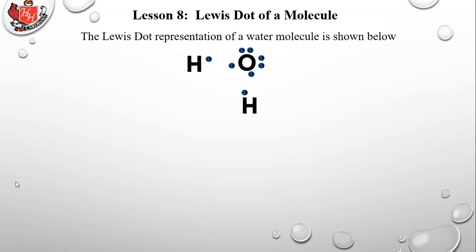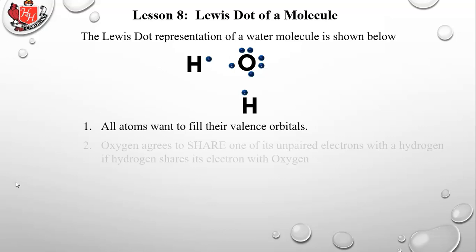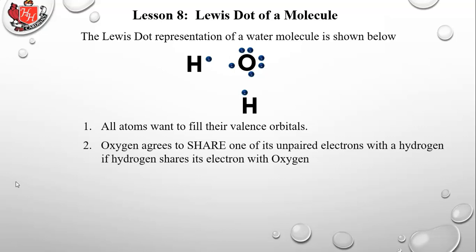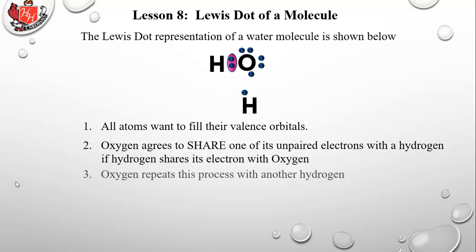We saw that earlier. So all atoms want to fill their valence orbitals. Oxygen agrees to share one of its unpaired electrons with a hydrogen if hydrogen shares its electron with the oxygen. So we see that over there on the left, they're sharing electrons. So now the hydrogen has a full valence orbital.